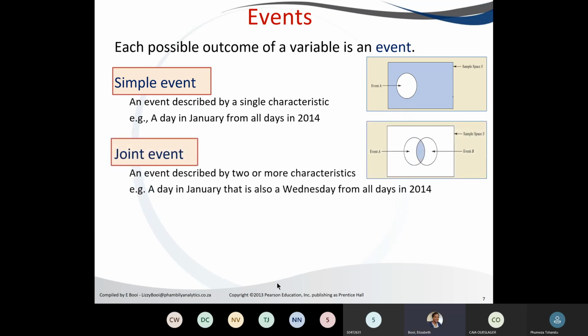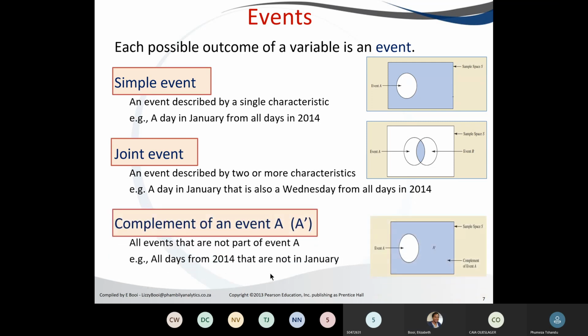Then we also have a joint event. A joint event can be tossing a coin and singing at the same time. There are two events that are happening, singing and tossing. A coin has two sides. So one side of a coin is a complement of the other side. A complement will be all events that are not part of the other side. So for example, a coin has a head and a tail. A head will be a complement of a tail, and a tail will be a complement of a head. That's what complement events are all about.